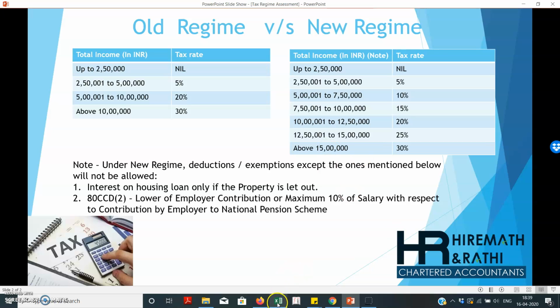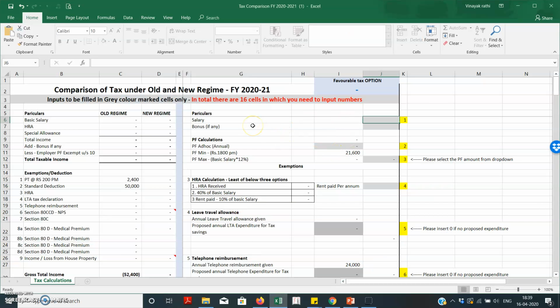Let us try and look at an example. This is the calculator that will help you check which is the more favorable option. In all, there are 16 cells in which you need to put values.